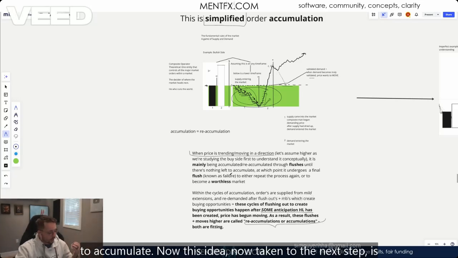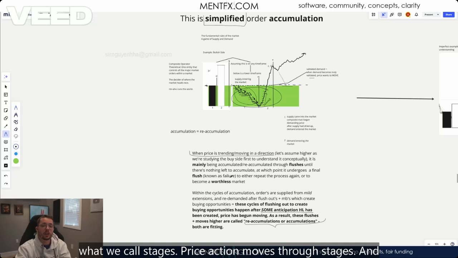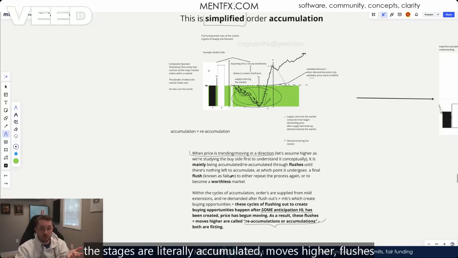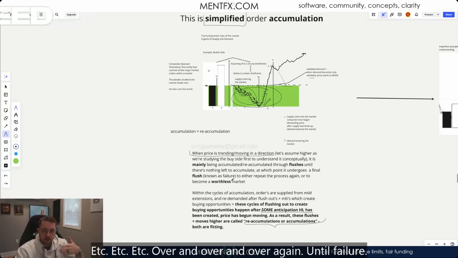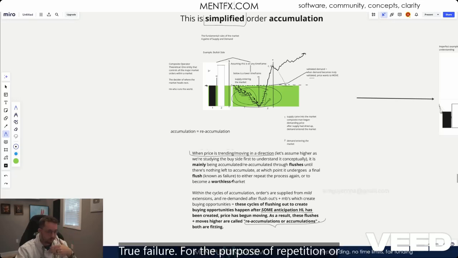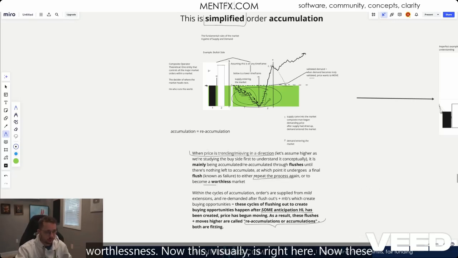Okay? Now, this idea, now taken to the next step, is what we call stages. Price action moves through stages. Okay? And the stages are literally accumulated, moves higher, flushes out. Accumulated or reaccumulated, move higher, flush out, etc., over and over again until failure, true failure, for the purpose of repetition or worthlessness.